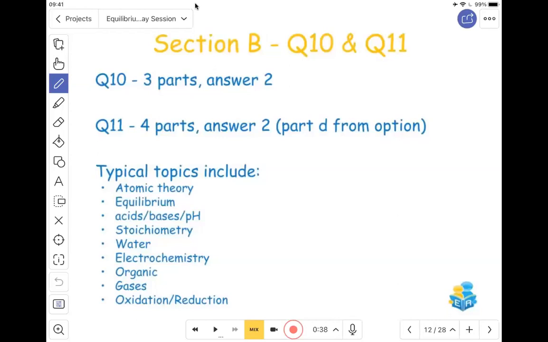Typical topics that appeared in question 10 and 11: atomic theory, equilibrium, acids, bases, pH, stoichiometry, you're nearly guaranteed 25 marks in there, water, electrochemistry, there could be some organic in there, lots of properties of gases comes up, and oxidation and reduction is usually a very good one in there. So I would definitely be addressing oxidation and reduction, and I'd definitely be addressing stoichiometry, because the oxidation and reduction anyway is needed for your titrations in question 1, and your stoichiometry is needed across your paper, but there are 2 parts that tend to come up quite frequently in this section of the paper.